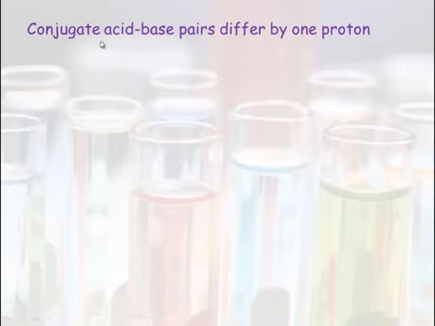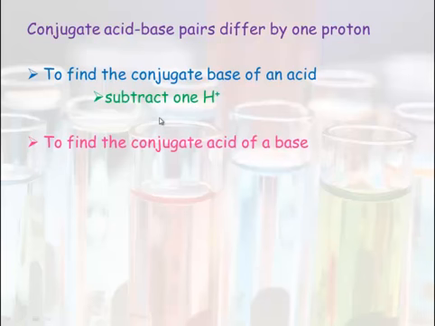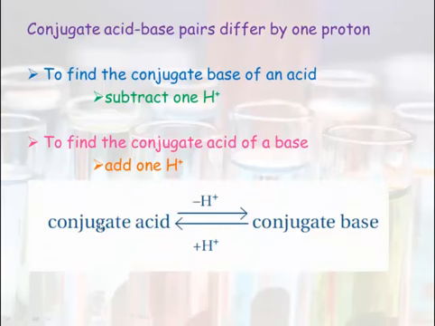So in summary, conjugate acid-base pairs differ by one proton. To find the conjugate base of an acid, you simply subtract one hydrogen ion. To find the conjugate acid of a base, you add one hydrogen ion. So from a conjugate acid to the conjugate base, you take off a hydrogen ion, and from the conjugate base to the conjugate acid, you add a hydrogen ion. It's that simple.